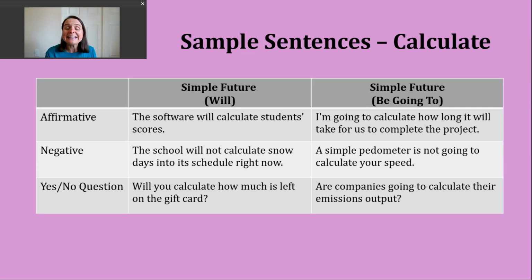Now, if you want to make a negative sentence with will, insert not between will and our base verb. You might hear some people combine will and not into the contraction won't. An example sentence with this would be, the school will not calculate snow days into its schedule right now.